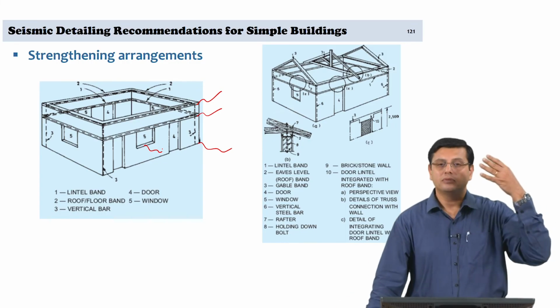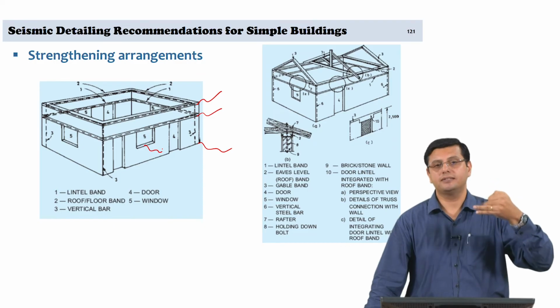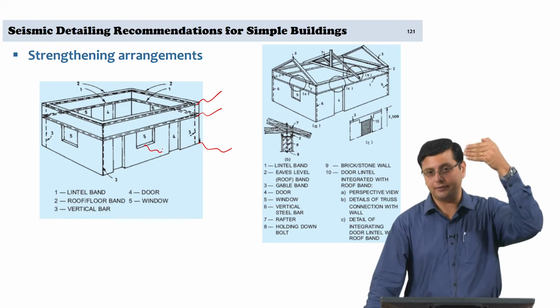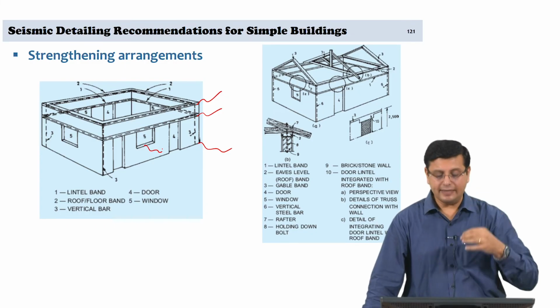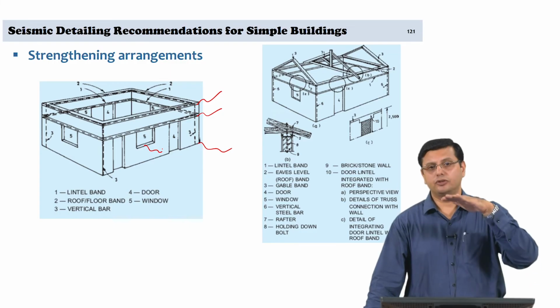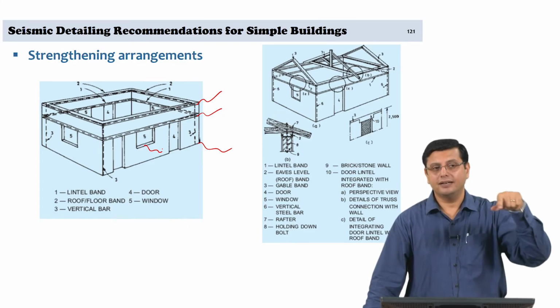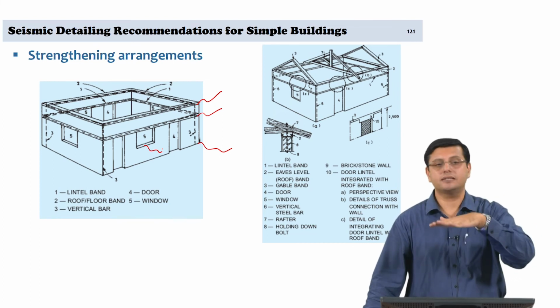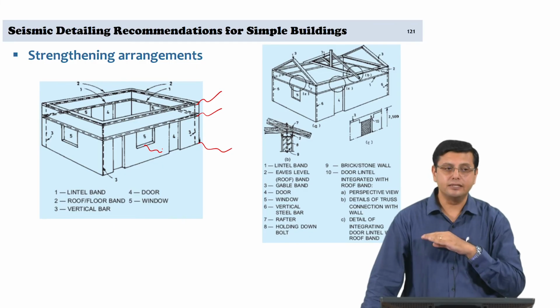So, the best situation would be if you are able to provide these 4 bands: plinth band, sill band, lintel band and roof band or floor band. If not, at least the lintel band and the plinth band. Roof band, it is a choice very often between providing a slab on beam or a slab without a beam. So, the lintel band is indispensable.